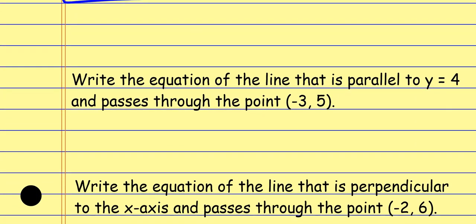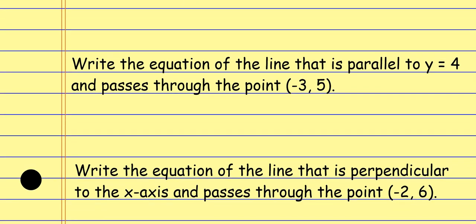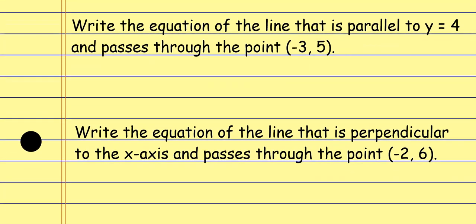And then if I look at something like these guys, these are kind of our special cases here. It says write the equation of a line that's parallel to y equals 4 and passes through the point (-3, 5). And so here's the thing. Probably the easiest way to do this is to think about a graph of this thing. So y equals 4 is a horizontal line, remember? So there's the equation y equals 4. I want to be parallel to that, but go through the point (-3, 5).